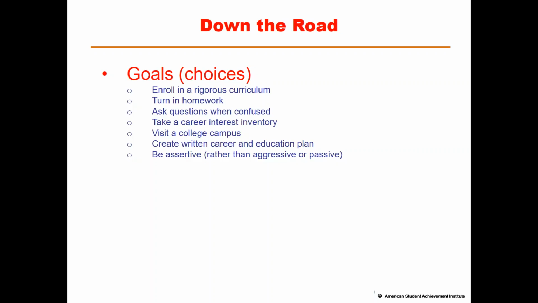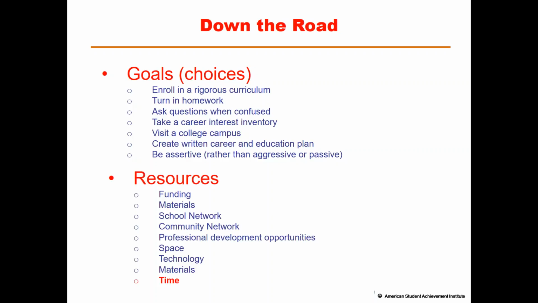So down the road, we'll be working with your council to identify those choices for students in your school, and those will become your program goals. And there will be a lot of them, 50 to 70. Then we'll meet with your council and we'll talk about how we would love to work on all of those goals, and we'll talk about the reality of the resources that you have available to help you help kids reach those goals. So we'll talk about the amount of funding you have available, the materials, your school network, your community network, professional development activities that you are able to participate in as a counselor, space available, technology, materials, and time.